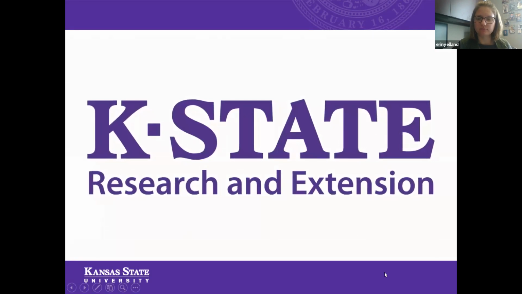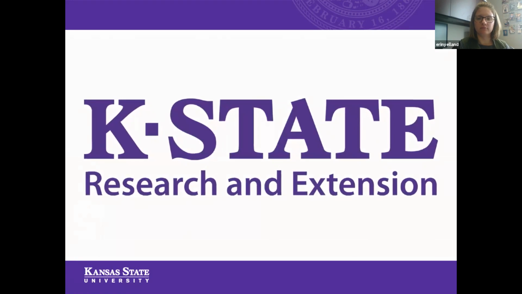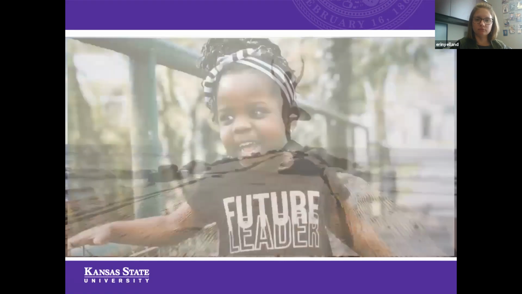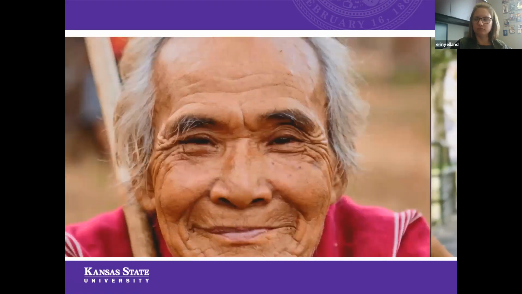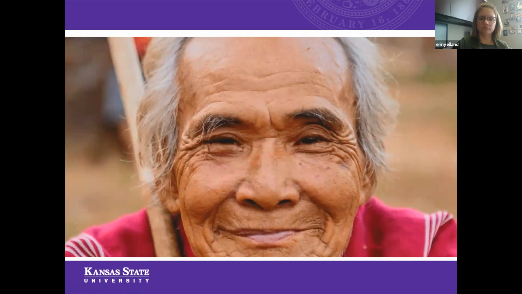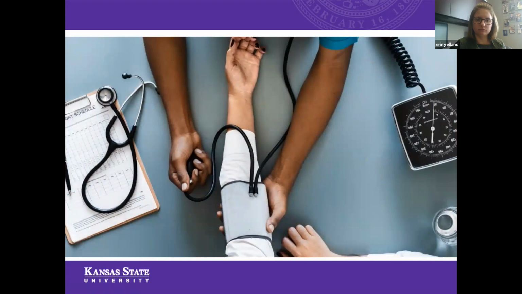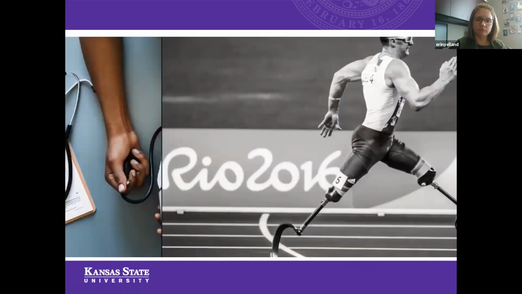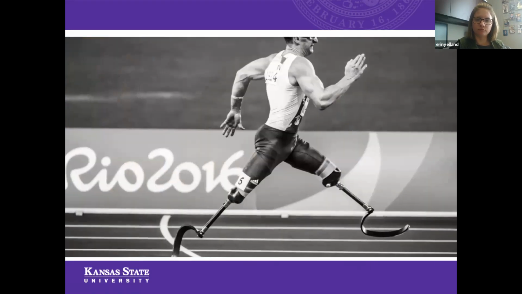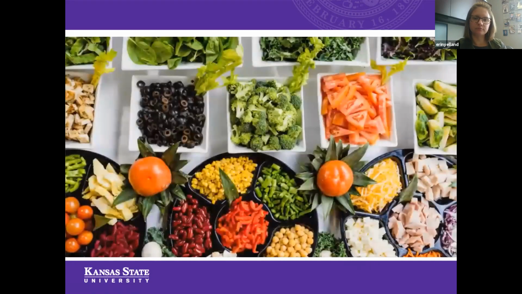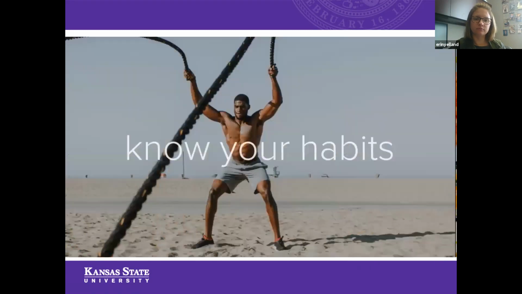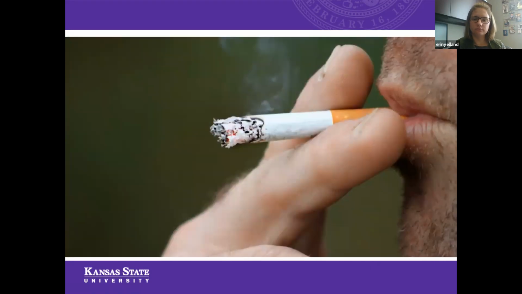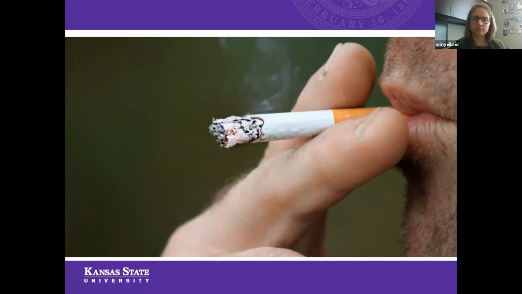KState Research and Extension is here to give you 4 quick tips on creating healthy habits. Living a healthy lifestyle can lead to longer, happier lives. And whether you're a future leader or a current one, it's always the right time to practice healthy behaviors. Making small changes can substantially reduce your risk of costly and preventable diseases. And regardless of your abilities, there are always steps you can take to live a healthier life. So how can you make healthy living a habit? The first step to making new habits is to know your current ones. Whether they're good or bad, understanding your current habits can help you decide where you want to change.